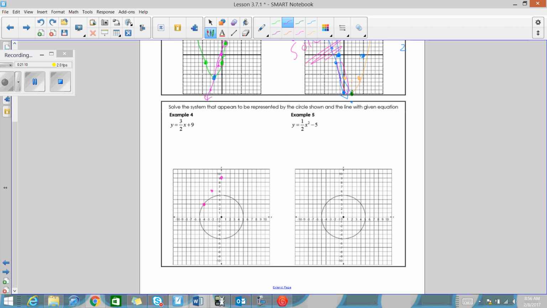Hey, that touched right there. Down 3, left 2, down 3, left 2. So if you notice, our line has a solution right here. This is your one solution that hits your circle going around, and the solution is -4, 3.